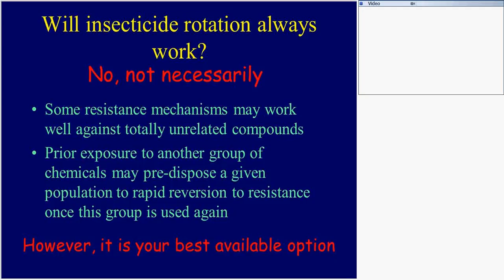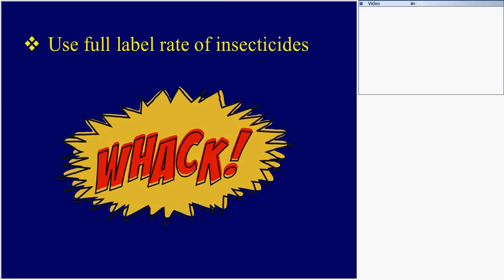So will insecticide rotation always work? No, not necessarily. And again, as far as I'm concerned, it's inferior to integrating chemical and non-chemical techniques. With chemicals, some resistance mechanisms may work well against totally unrelated compounds from different chemical groups, different targets, whatever, but they are digested, say, by the same enzyme. And prior exposure to another group of chemicals may predispose a given population to rapid reversion to resistance once this group is used again. So it's not guaranteed that it would last. However, rotation is the best available option for chemical control practitioners.